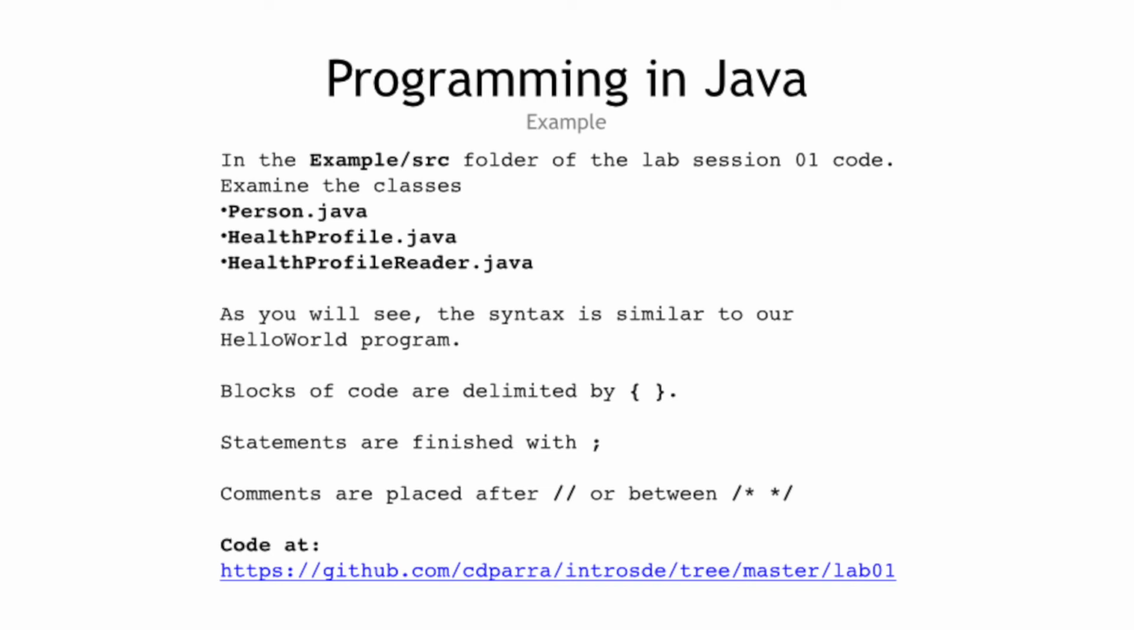So now that we have our first service design in the form of a Java program, before the hands-on session, make sure you inspect the classes for the lab by going to the GitHub repository of the lab that you will find at this URL that you see here on the screen. There, you should look at the Person.java class, the HealthProfile.java class, and the HealthProfileReader.java class. As you will see, the syntax of these classes is very similar to the Hello World example that we have explained in this introductory video.